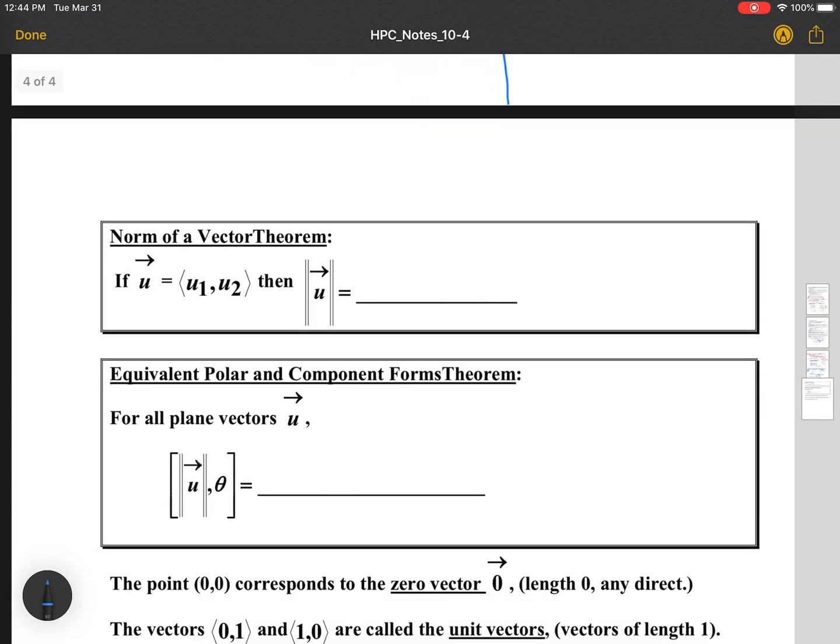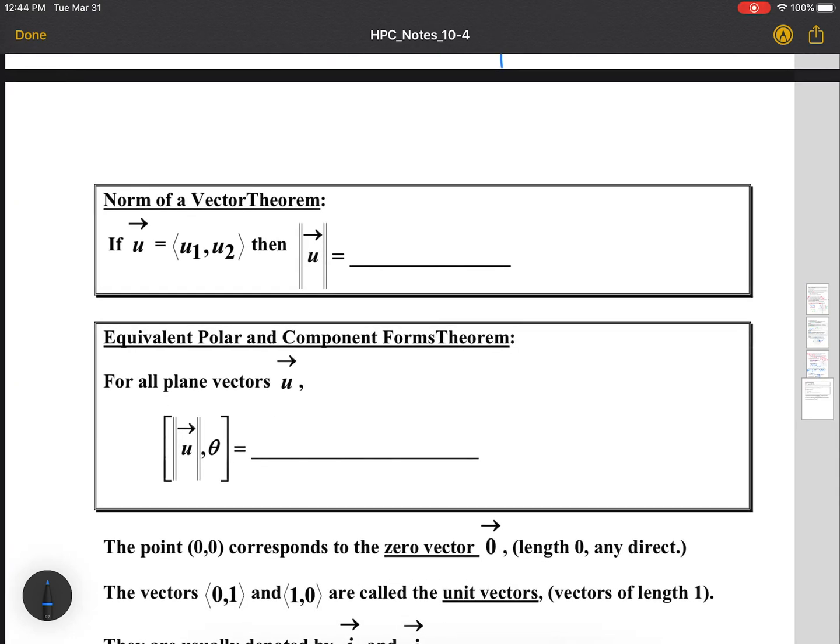So going down to the norm of a vector theorem. They're just saying that if u is a vector with components u1 and u2, then the norm of the vector is just our formula for r. It's the square root of u1 squared plus u2 squared, those in parentheses. That just equals our r. They're showing you how they both equal r. There are different ways to show it. We're just showing a lot of symbols and a lot of ways to show the same thing.